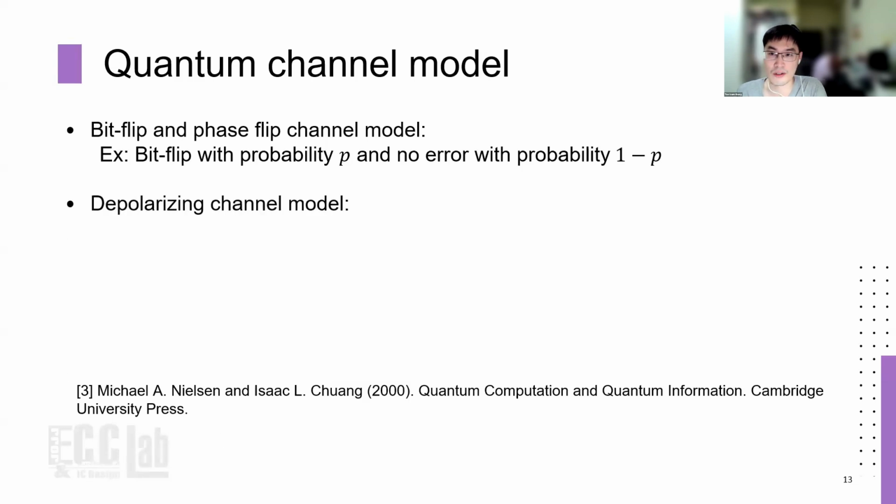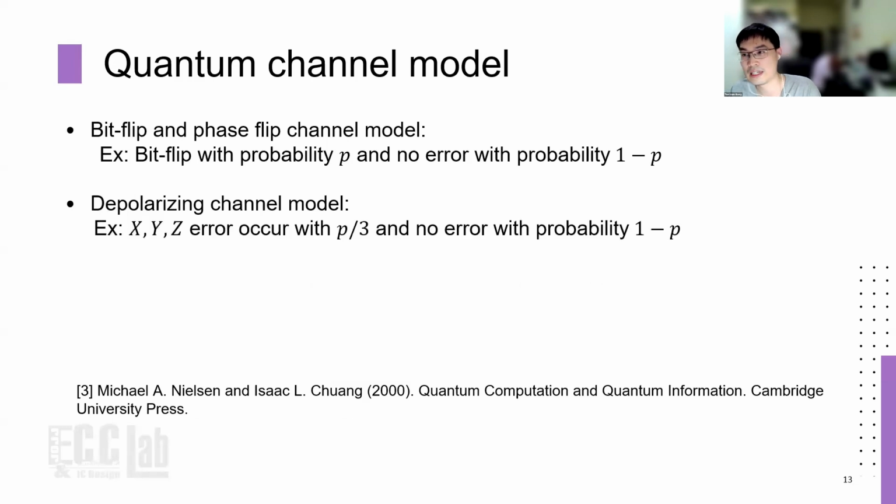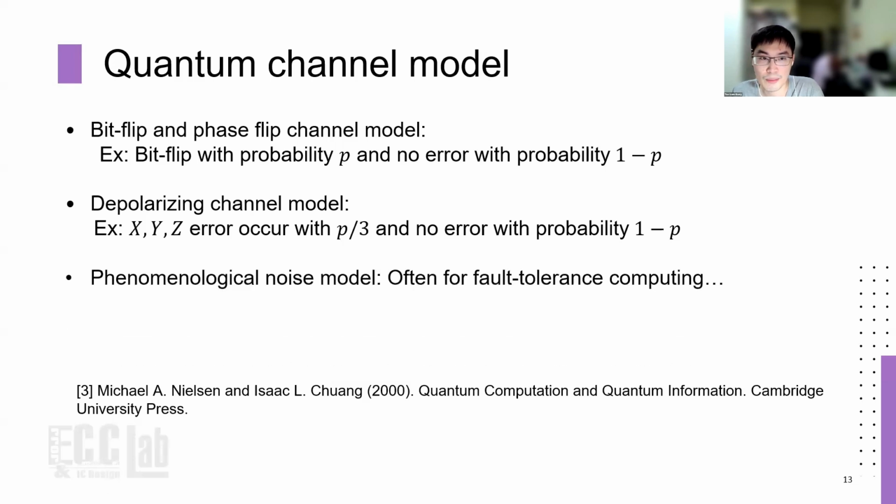Or we can also use the depolarizing channel. So each error occurs with equal probability p/3 and no error with probability 1 minus p. But of course, there are many channels modeled for different occasions. For example, the phenomenological noise model, often for fault-tolerant computing, will consider the gate errors, syndrome errors, and so on.